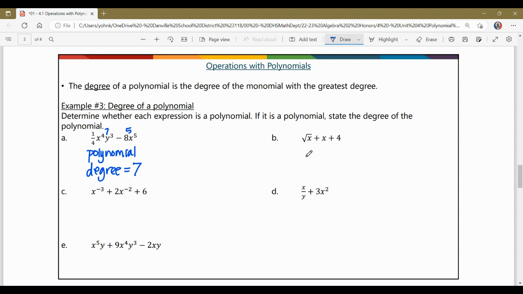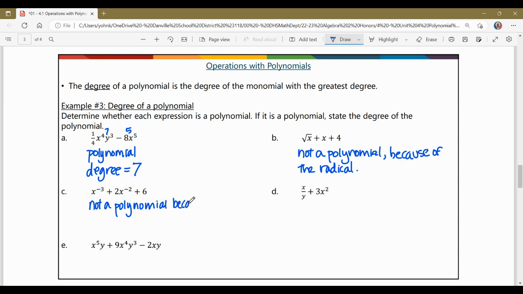In letter B, well, I can't have a square root, so this is not a polynomial, because of the radical. Okay, letter C, x to the negative third plus 2x to the negative 2 plus 6. This is not a polynomial because of the negative exponents.